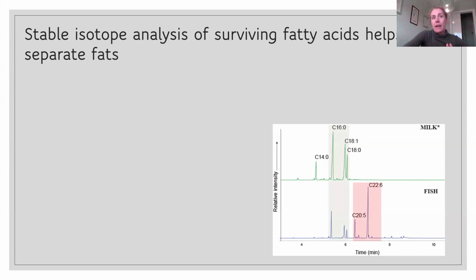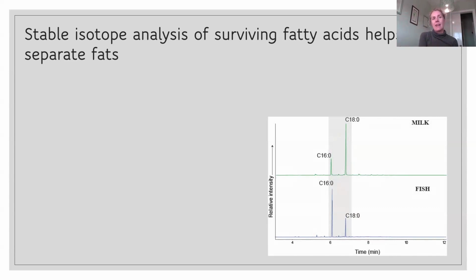But the issue is that fish fat, or at least these highly unsaturated fatty acids, degrade really quickly. They're very reactive, and there's no chance of them surviving over archaeological timescales. So if we look at degraded examples of milk fat and fish fat, you can see that we've lost all of the highly unsaturated fatty acids. We've lost most of even the monounsaturated fatty acids. And what we're left with are the saturated fatty acids, with profiles that now look very similar between a milk fat and a fish fat. So we lose quite a lot of that original diagnostic information.